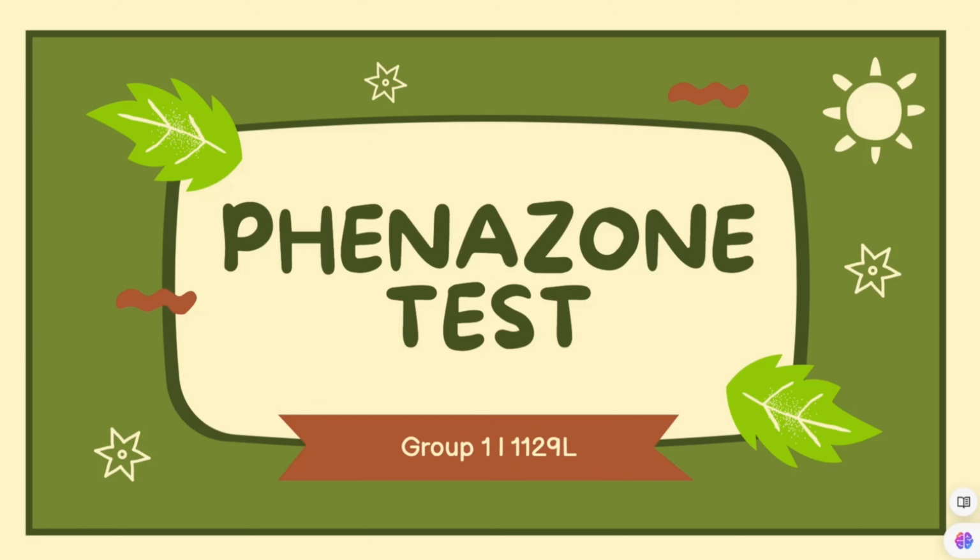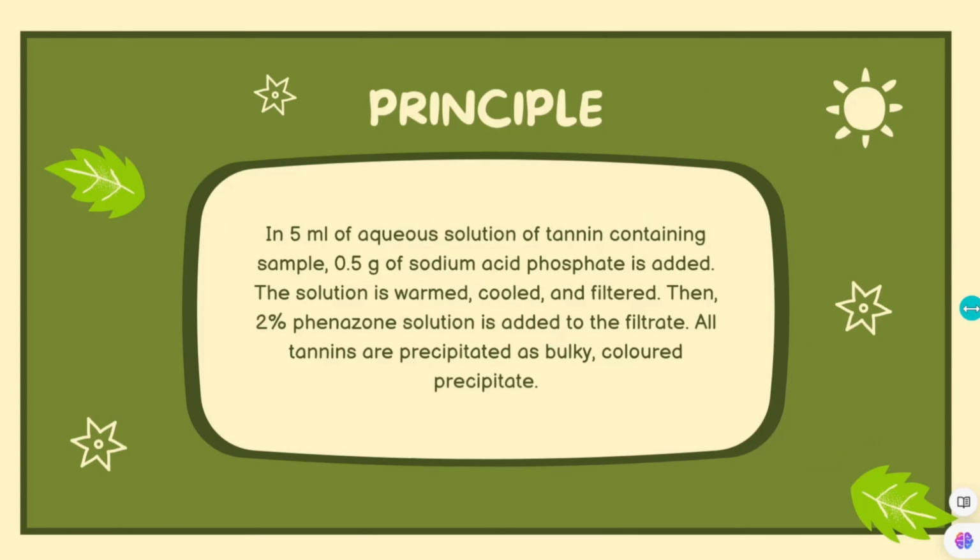The phenazone test is used as an identification test for tannins. The principle behind the phenazone test is that to 5 milliliters of an aqueous solution of a tannin-containing sample, 0.5 grams of sodium acid phosphate is added. The solution is warmed, cooled, and then filtered. Then 2% phenazone solution is added to the filtrate. All tannins are precipitated as a bulky colored precipitate.